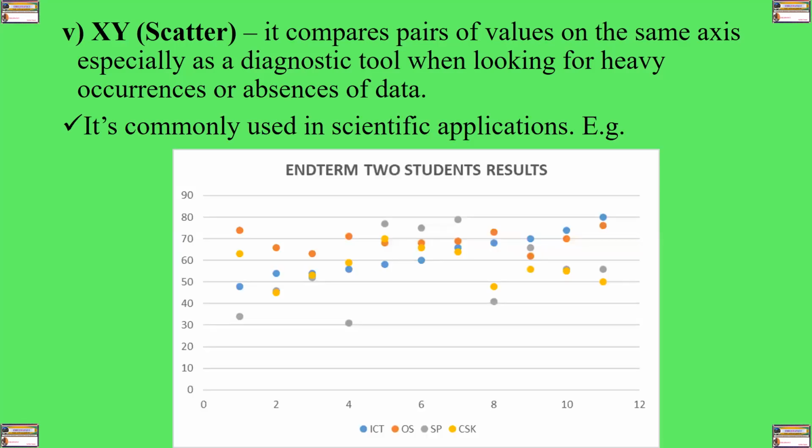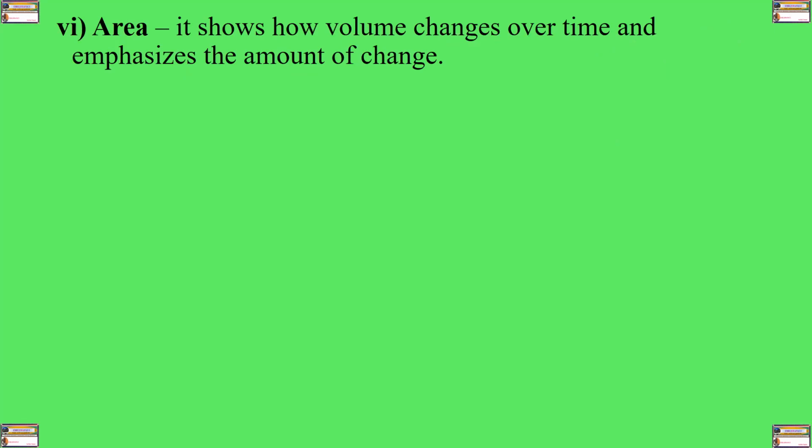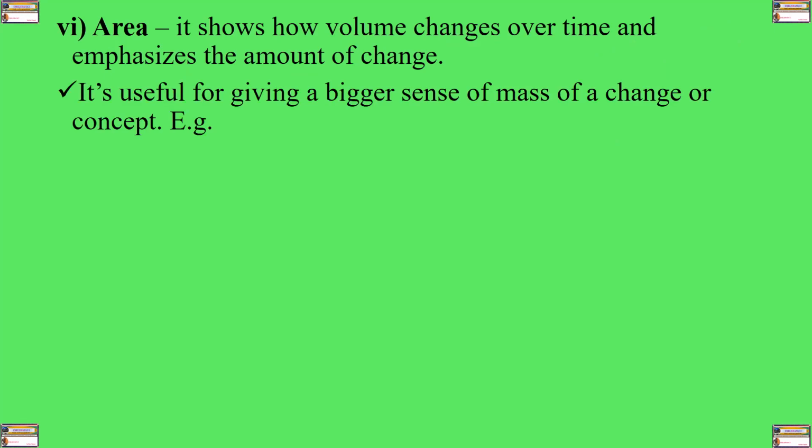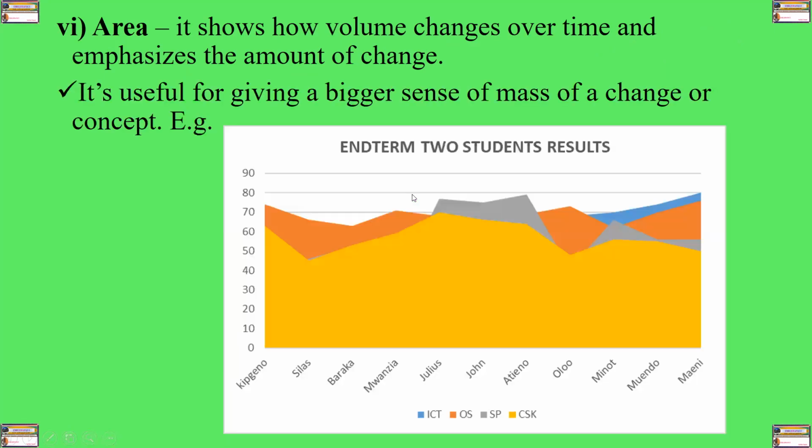Number six is called area chart. An area chart shows how volume changes over time and emphasizes the amount of change. It is used for giving a bigger sense of mass of a change or a concept. And this is how an area chart or area graph looks like.